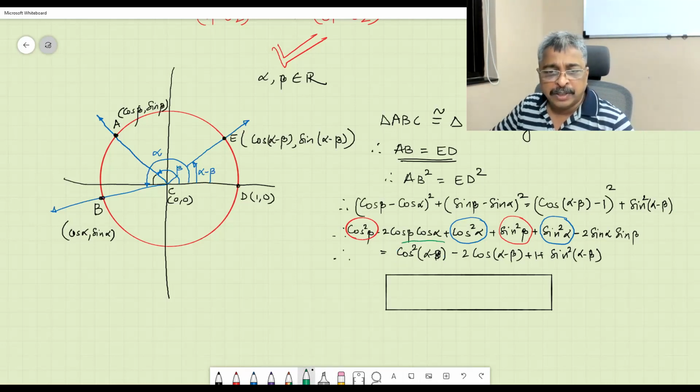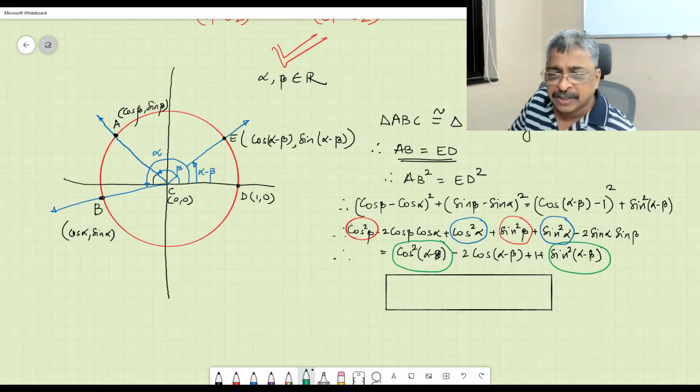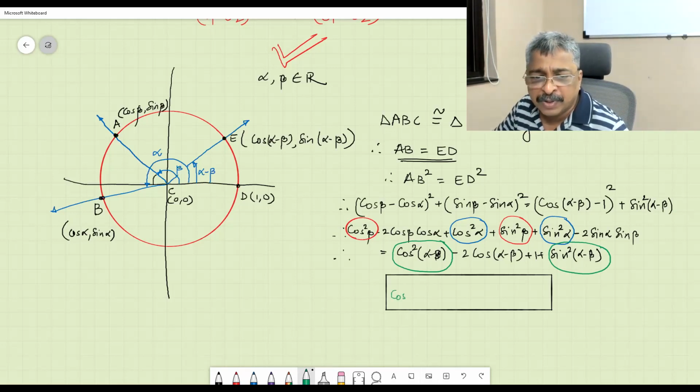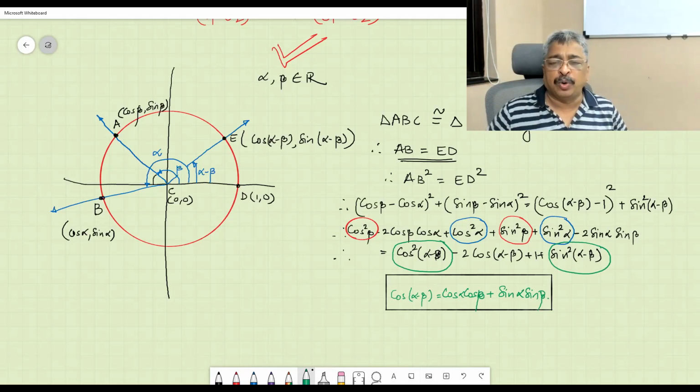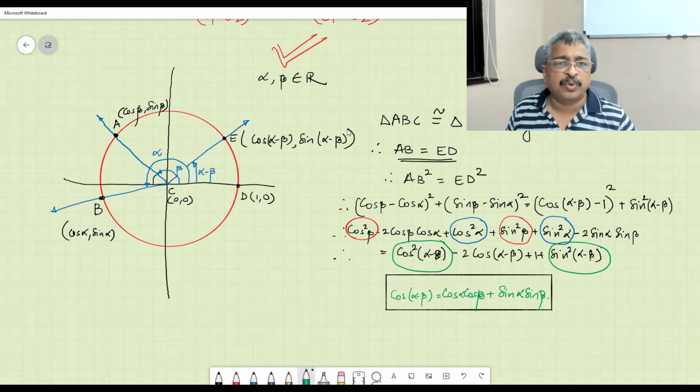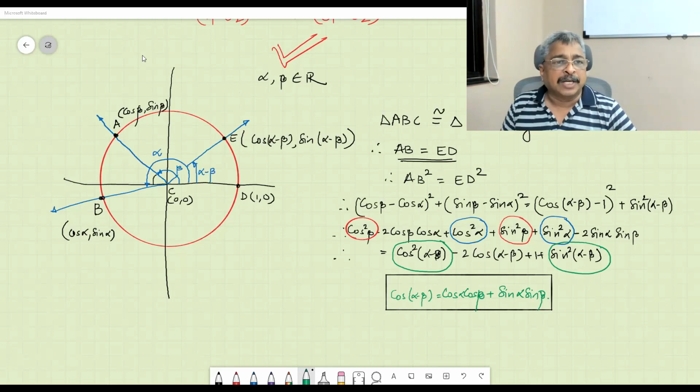Cos square (alpha minus beta) and sin square (alpha minus beta). That makes it 1. So in LHS I have 2 and in RHS I have 2, and hence I get an identity: cos of (alpha minus beta) is equal to cos alpha cos beta plus sin alpha sin beta. That is the first breakthrough. Summation or difference of two angles and its cos ratio is cos into cos plus sine into sine.